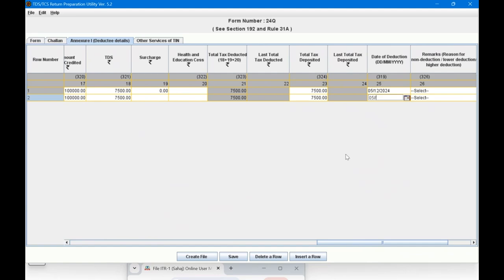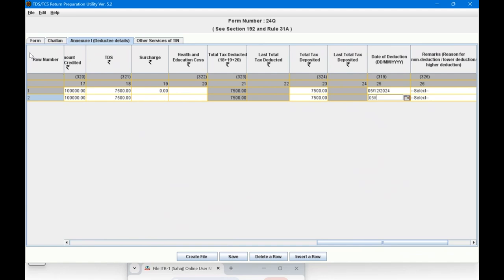After that, we will generate the CSI file, which is required to be downloaded and verified. Then we will generate the FVU file and need to upload that FVU file to the income tax portal by using the same TAN number as user ID in incometax.gov.in. That is the process for furnishing 26Q as well as 24Q.